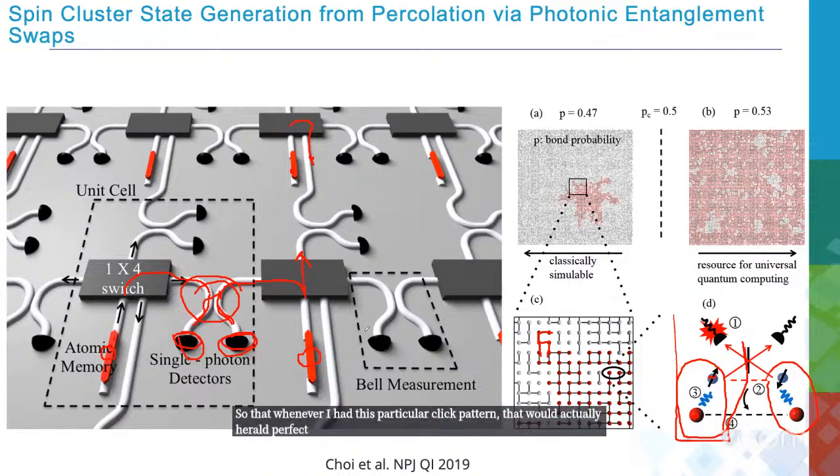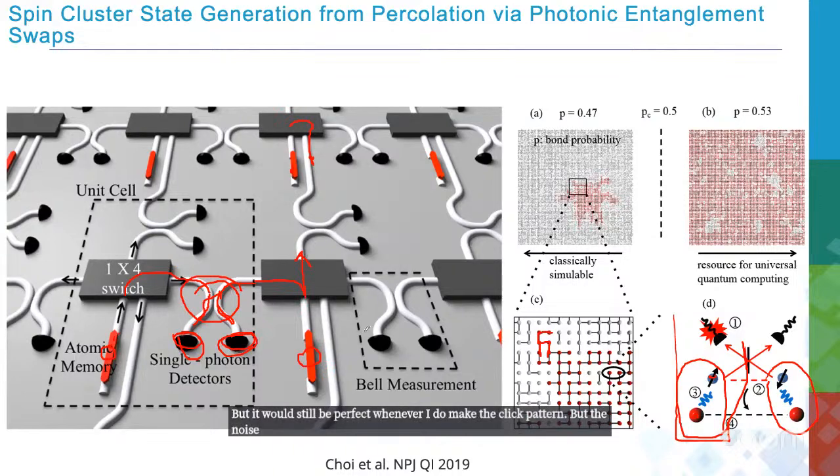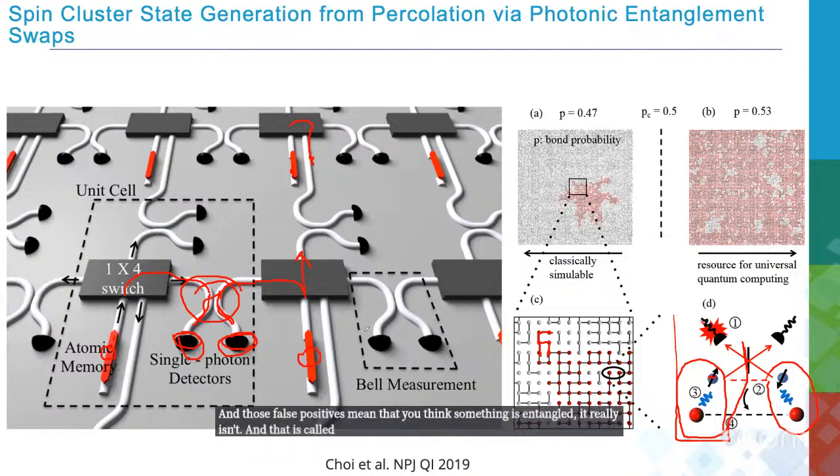Now, it reduces the probability that it's going to happen if those photons can get lost, okay? But it would still be perfect whenever I do make the click pattern. But the noise makes the click pattern essentially false sometimes, right? It's a false positive. And those false positives mean that you think something is entangled that really isn't. And that is called entanglement infidelity, okay?